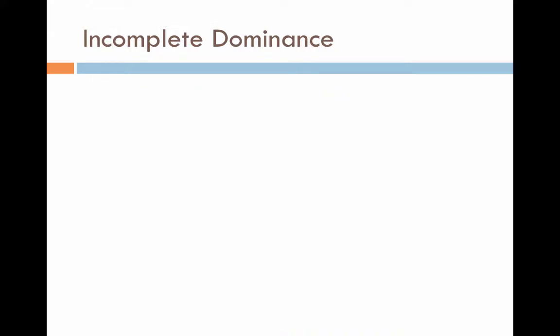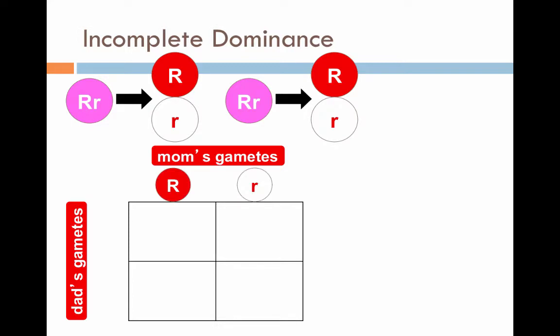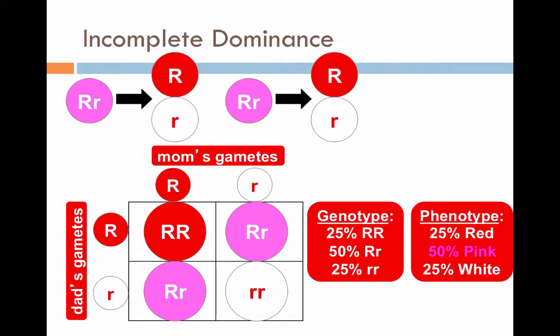Let's do the same problem we did before. We have mom is heterozygous, here are her gametes. Dad is heterozygous, here are his gametes. Let's put it in a Punnett square like normal, and let's cross mom's egg with dad's sperm and see what we get. Again, we get the same genotype in the offspring. 25% have the genotype big R big R, 50% big R little r, 25% little r little r. But the phenotype is now different. 25% of the kids will have red flowers. 50% of the kids will be pink, and 25% will be white.